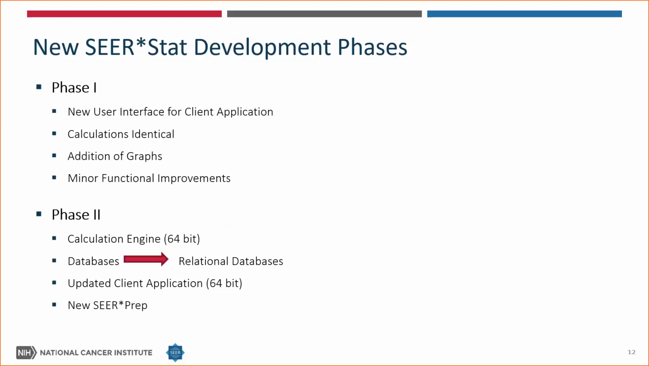And then phase 2 is we're going to completely redevelop the calculation engine. We're going to convert all of our databases from the format that they're currently in, which is a proprietary format that we developed, into a standard relational database. We're going to have the new client built in 64-bit, and it's all going to be 64-bit. We're going to have a completely new version of SEER Prep, which will create new databases in the new format, and we will have a utility to take the databases you've created and convert them from the old SEERStat database format to the new SEERStat database format, because we know that's critical.